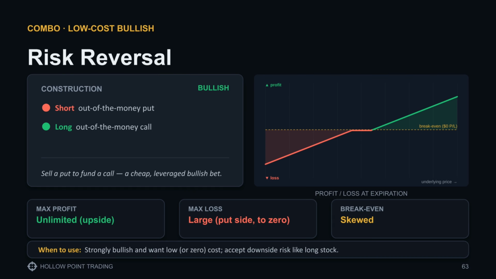The risk reversal is a low-cost, bullish strategy. You sell an out-of-the-money put to fund the purchase of an out-of-the-money call. This creates a cheap, leveraged bet on the upside. You accept downside risk similar to owning the stock, but you've significantly reduced your initial capital outlay.